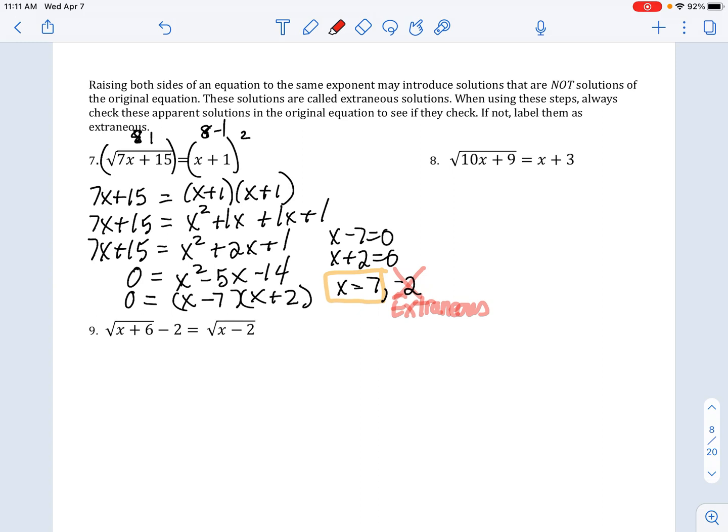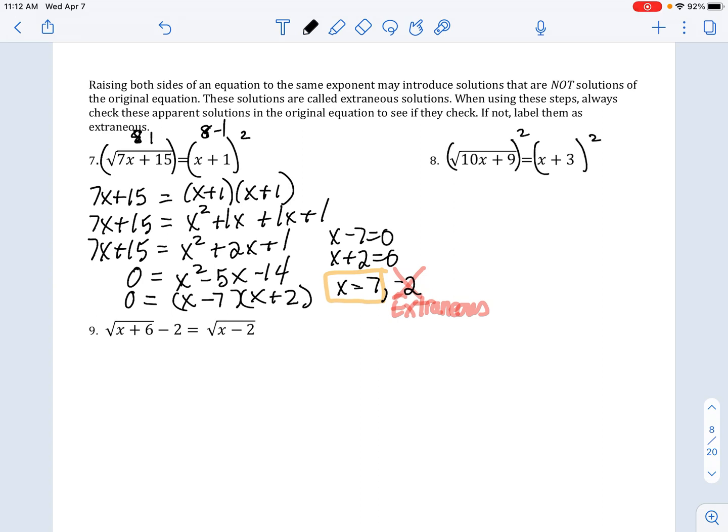And that is the way you provide the solutions. You put a box or you circle the one that is actually a solution, or maybe both are, and you X out the extraneous. So think about extraneous starts with an X, so X out the extraneous. All right, let's try that again.